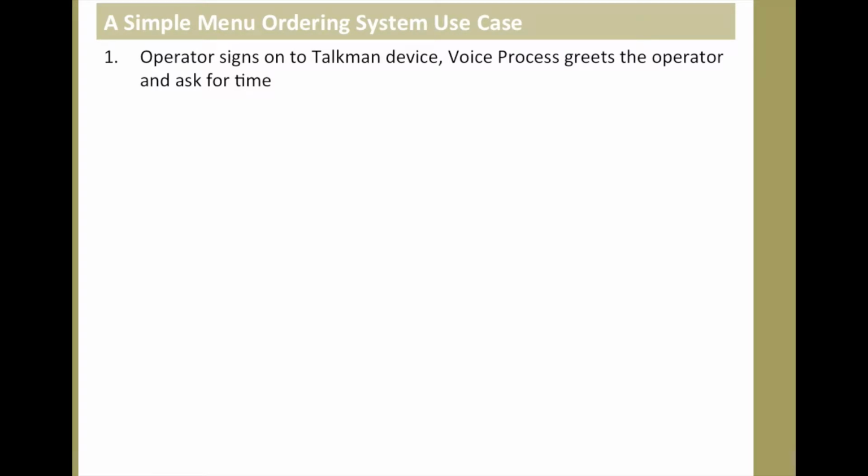In the remaining video, we will show you how to build a simple menu ordering voice process using Mobility Platform. Let's quickly go through the use case for this simple voice process. When operator first signs on, talkman will greet operator and ask for the current time in hour. A voice dialog will be something like, "Hello John, what time is it?"